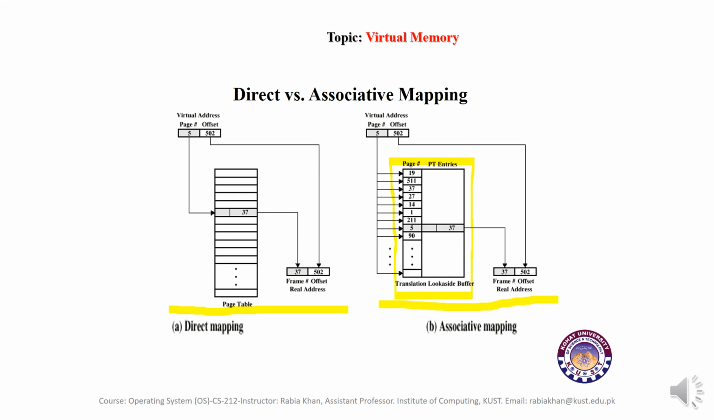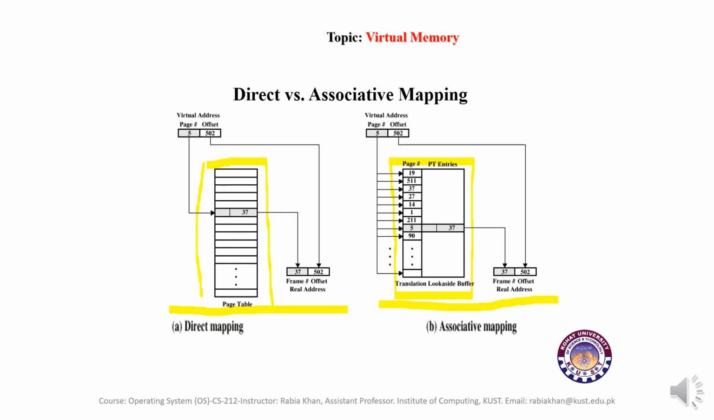In direct mapping, the page table is located, here you can see this is the page table, and it is located in main memory. Page table holds entries for all the pages within a process. And whenever a process is loaded in RAM, its page table is also loaded along with it. So the page table is located in main memory in direct mapping.